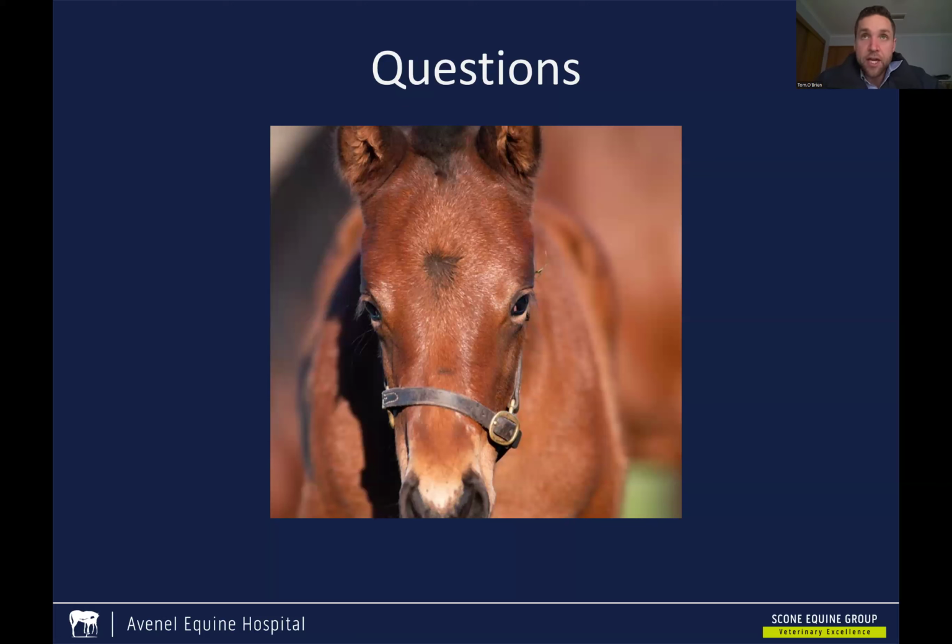Yeah, it is. And those changes that you will see on the x-rays to the bone close to the growth plate, in that particular case as well, they'll be normal when that foal corrects its angular limb deviation.